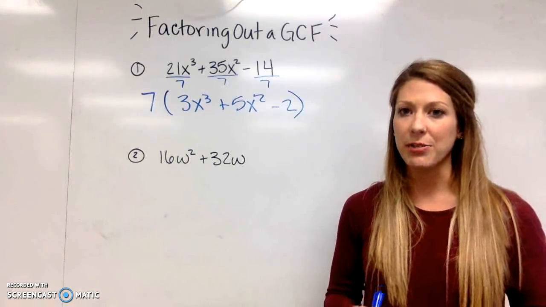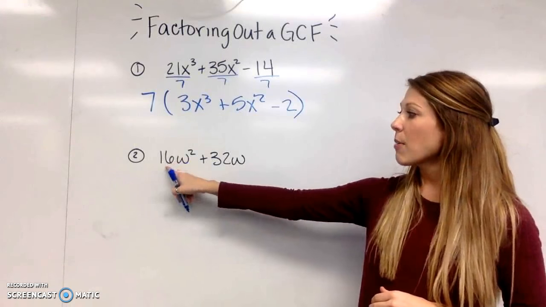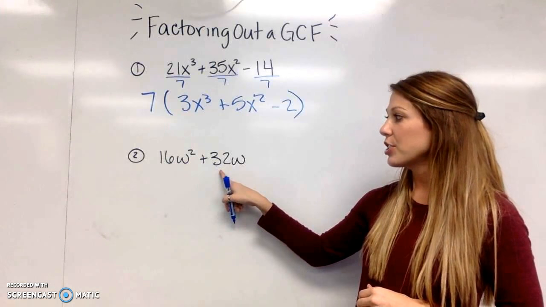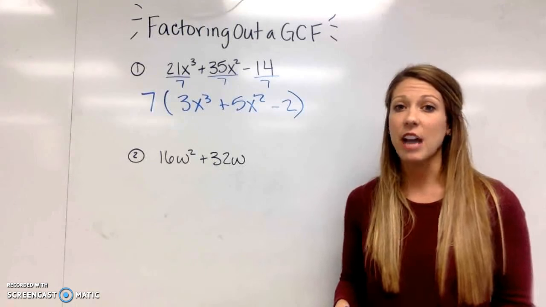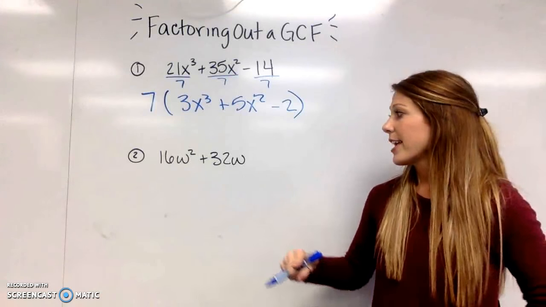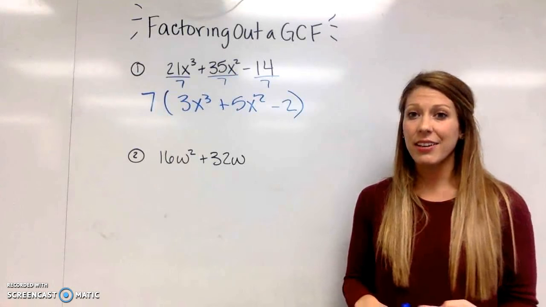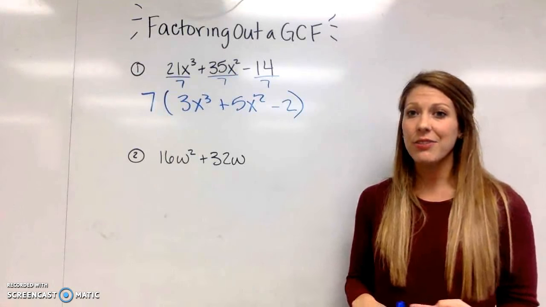All right, so here's our next example. First step again is to find our greatest common factor. So this time we only have 2 terms. It's a binomial. Our greatest common factor between 16 and 32, again, they have lots of factors in common. We've got 2, 4, 8, but 16 goes into 16 and it goes into 32. So our greatest common factor that we can pull out of our 2 coefficients is 16.